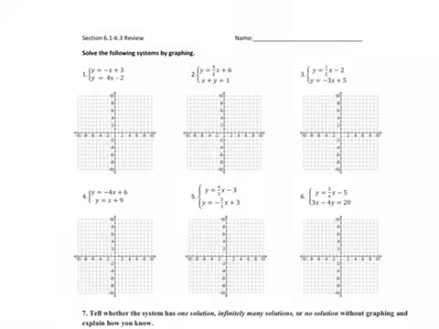Hello, so this is going to take us through the 6.1 through 6.3 review. We're going to look at most of the problems here. The answer key is also posted in Plus Portals. So, first section, solve the following systems by graphing. This is implying that they will have a whole number coordinate crossover point.